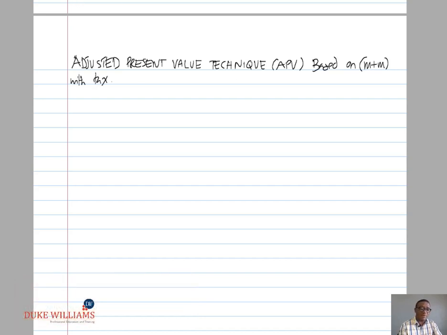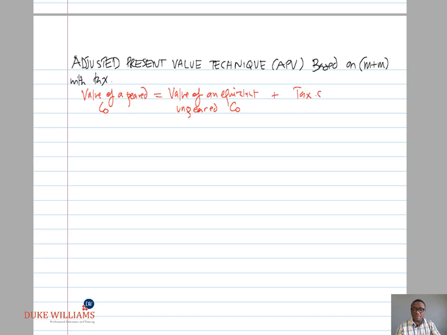with tax. And what does it say? It says the value of a geared company is equal to the value of an equivalent ungeared company plus its tax shield. Okay, so that is where we're looking at the VG equals to the VU plus the DT.